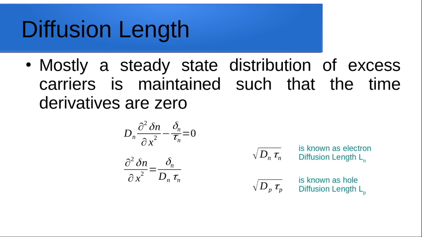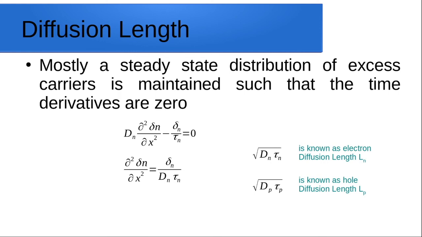We rearrange it and we get dou square delta n by dou x square is equal to delta n by Dn tau n, where Dn is the diffusion coefficient and tau is the lifetime, the mean time between collisions, or the time of movement of a carrier before it collides. So root of Dn tau n is known as the electron diffusion length, which is normally represented as Ln.